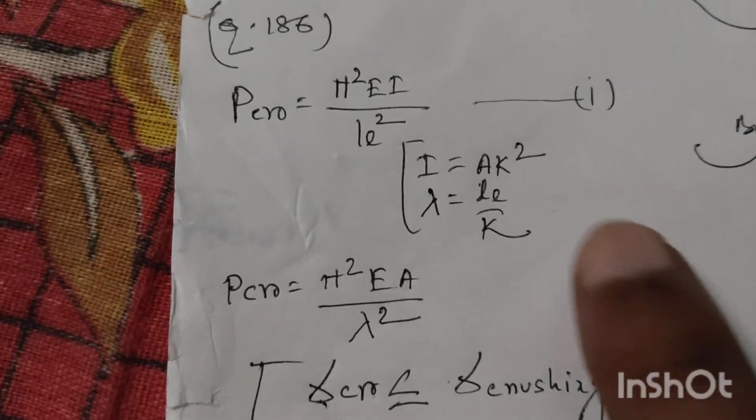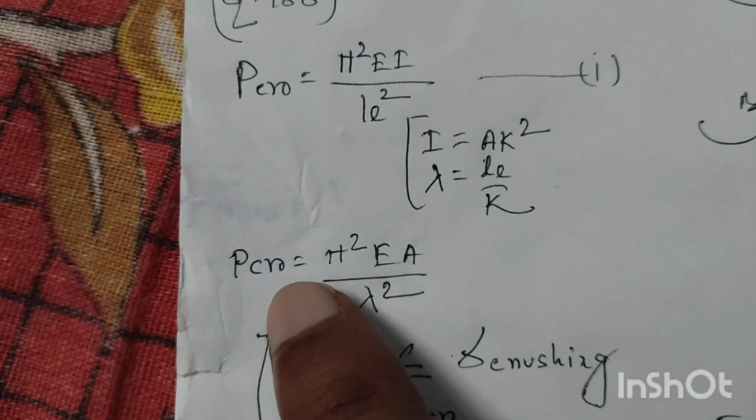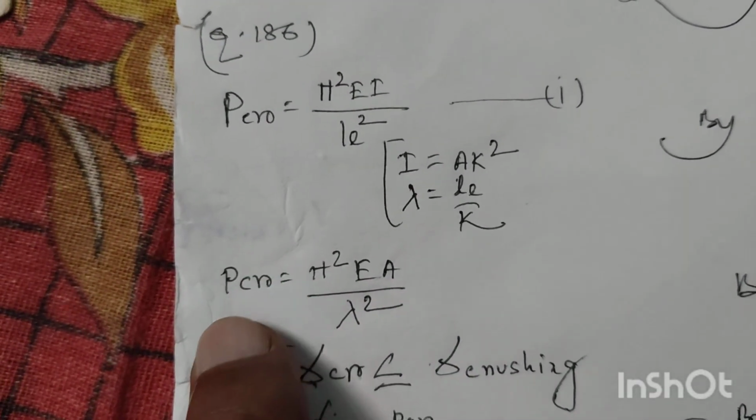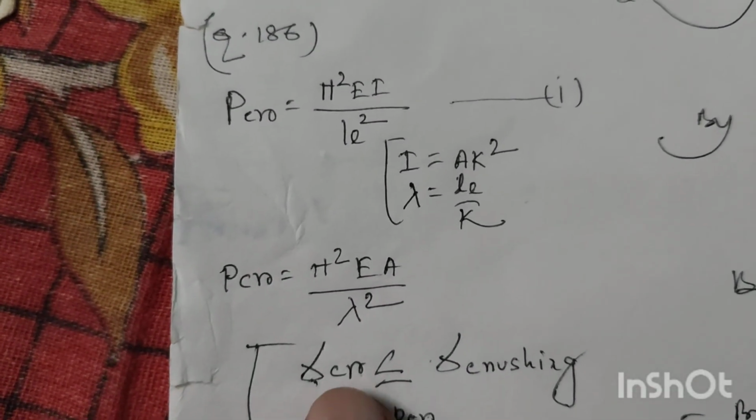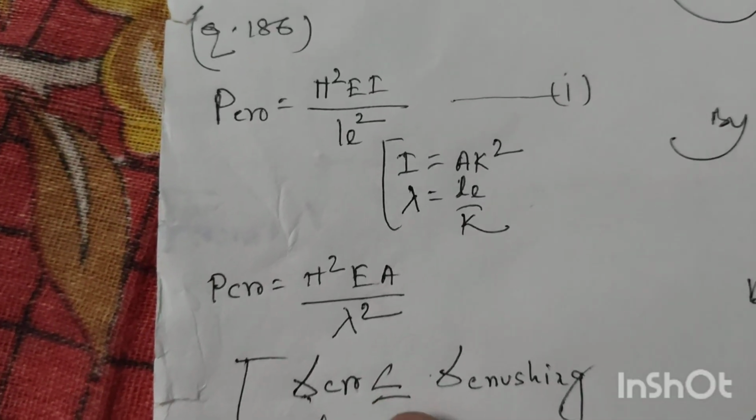After putting lambda equal to this and I equal to A k square into this equation, PCR will become pi square E into A divided by lambda square. PCR by cross sectional area, equal to the crippling stress, is less than or equal to the crushing stress of the material.